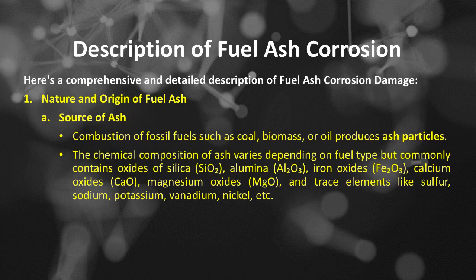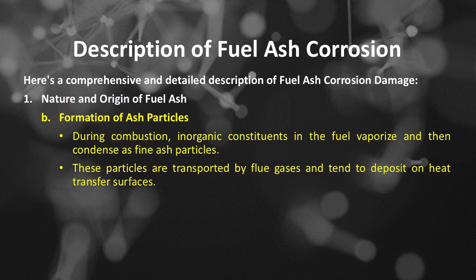Number 1. Nature and origin of fuel ash. Number A. Source of ash. Combustion of fossil fuels such as coal, biomass, or oil produces ash particles. The chemical composition of ash varies depending on fuel type but commonly contains oxides of silica or SiO2, alumina or Al2O3, iron oxides or Fe2O3, calcium oxides or CaO, magnesium oxides or MgO, and trace elements like sulfur, sodium, potassium, vanadium, nickel, etc.